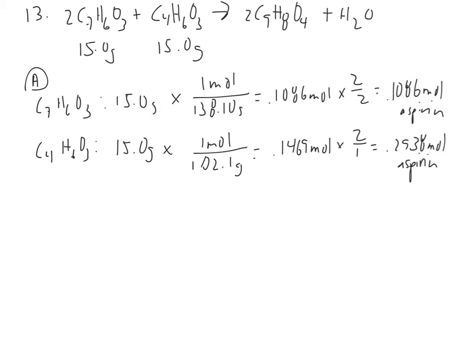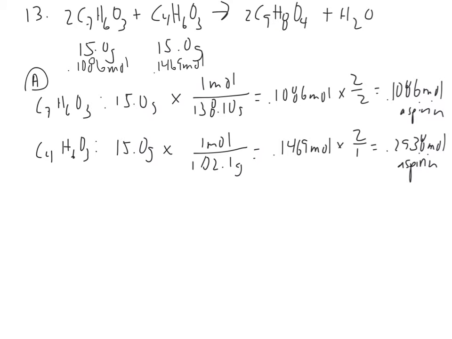I take the 15 grams of 2-hydroxybenzoic acid, divide by its molar mass of 138.1, and I see that I have 0.1086 moles of this reactant. If I do the same thing with the ethanoic acid, it's got a molar mass of 102.1, so this is 0.1469 moles. But I have to look and see how much product each one will make.